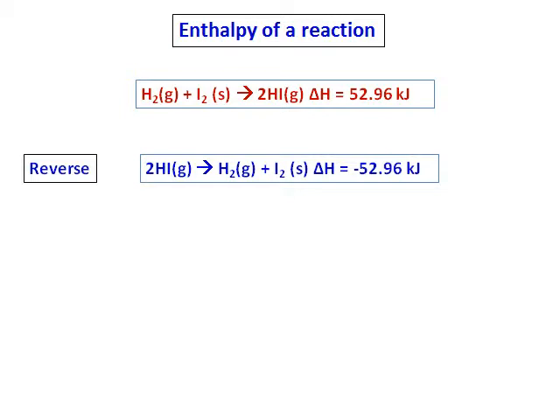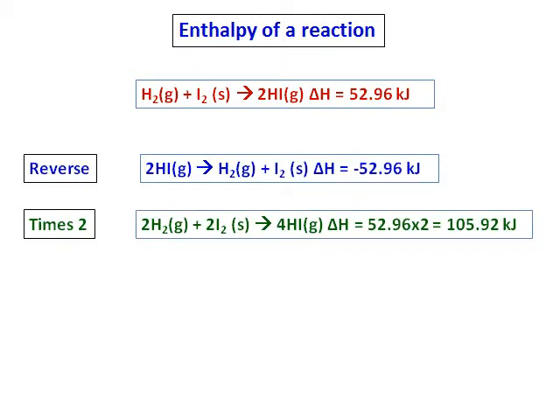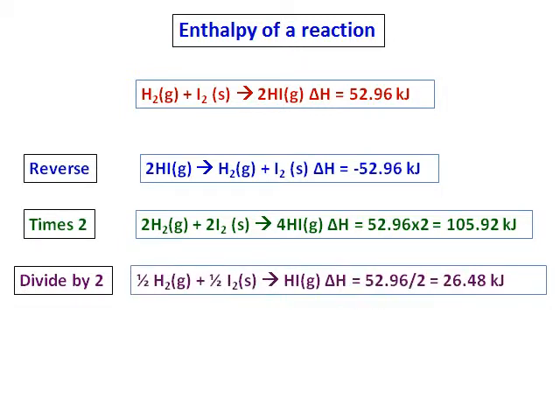Then if I multiply the whole equation by 2, the value of delta H is also multiplied by 2. And if I divide the whole equation by 2, the value of delta H is also divided by 2.